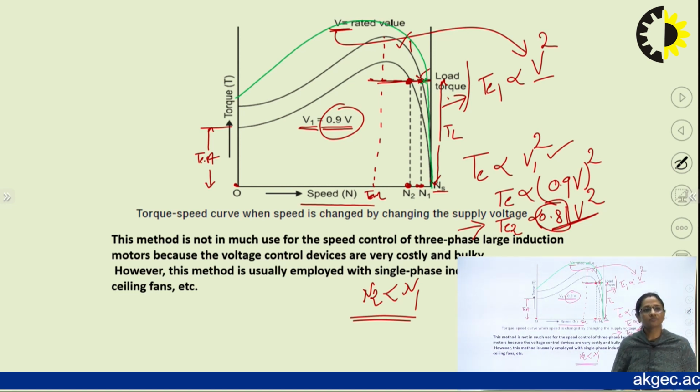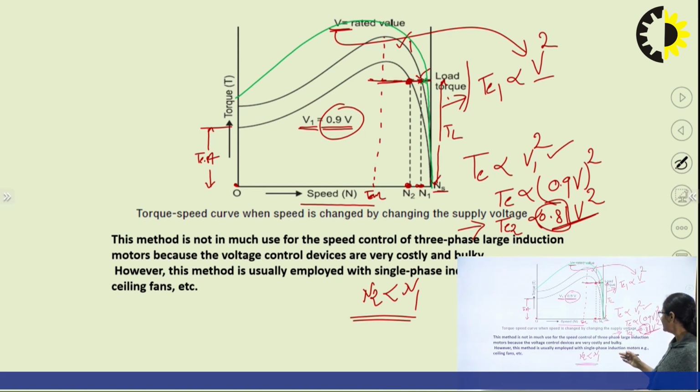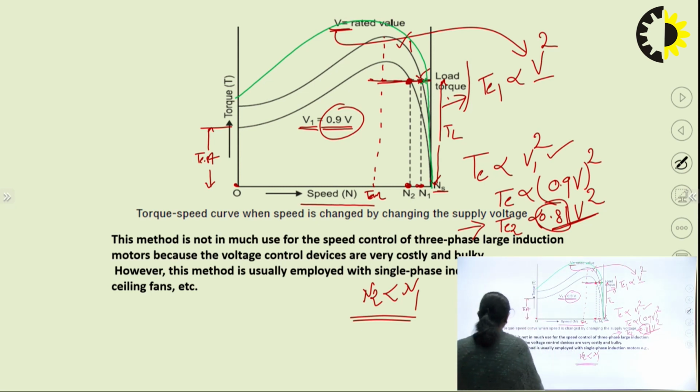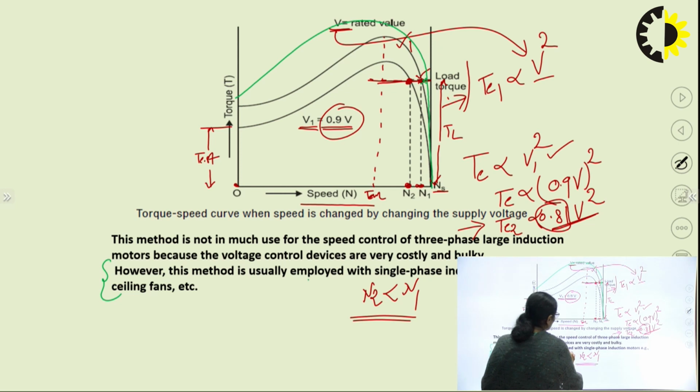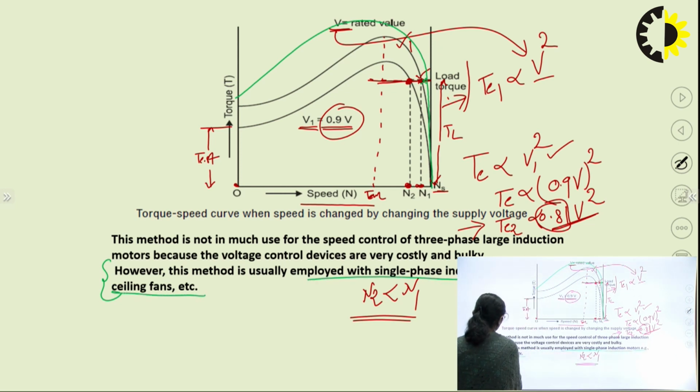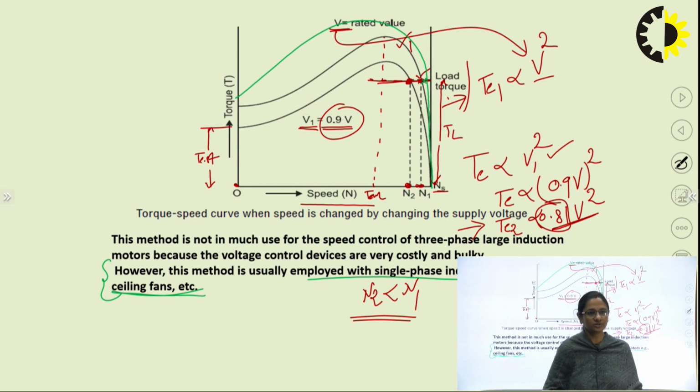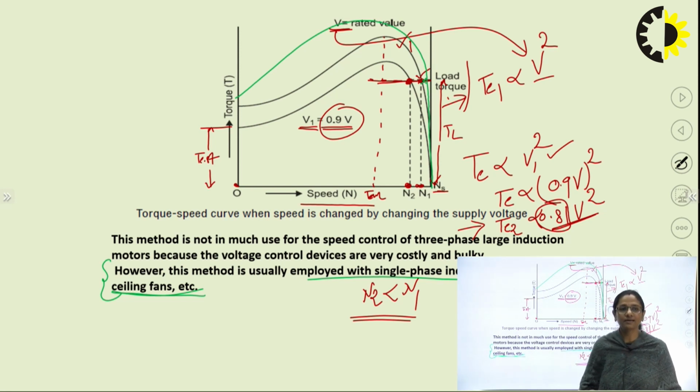This method of speed control is not much in use. It finds some limited applications, and usually with a single phase induction motor we go for voltage control for speed control of the motor. In case of single phase induction motors which are employed in ceiling fans, the way of controlling the speed of that motor is by varying the supply voltage.